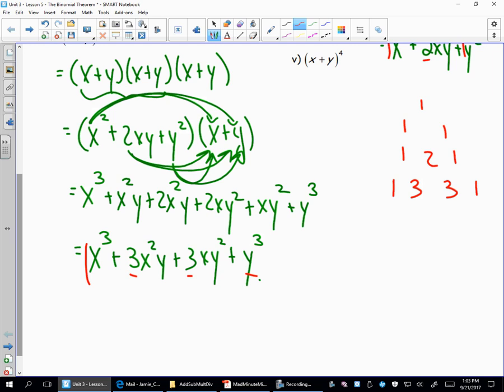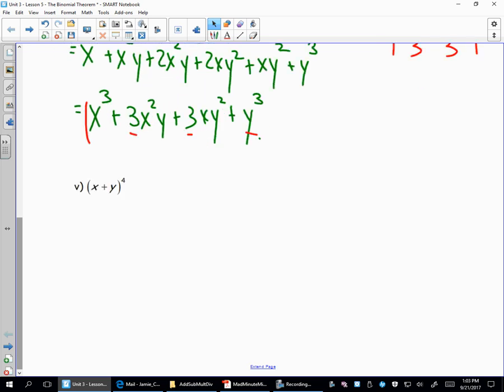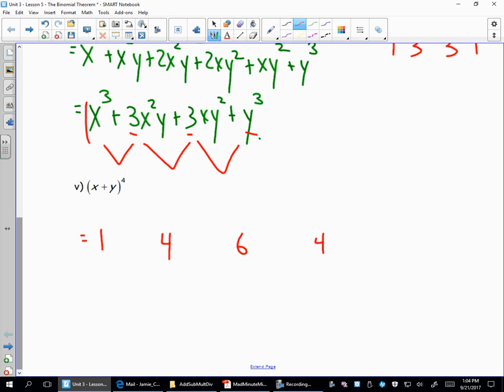So if I wanted to do the fifth one here, this x plus y to the power of 4, I'll give you a hint, we can figure out the numbers pretty quickly. The numbers are going to be 1. If I take these two answers, I get 4. And these two, I get 6. These two, I get 4 and 1. I know the numbers right off the bat.